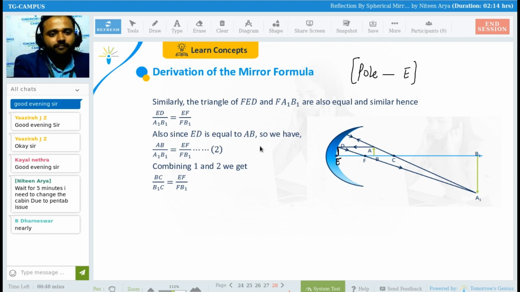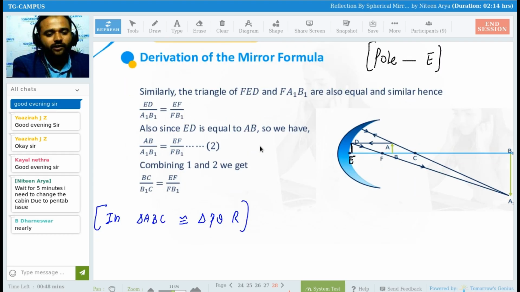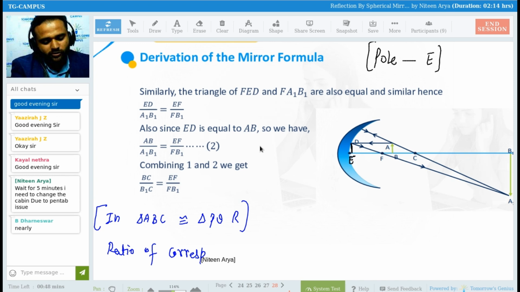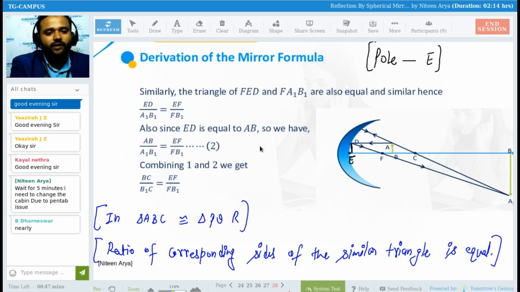In class 10th, we did this property: if triangle ABC is similar to triangle PQR, then according to the similarity, the ratio of corresponding sides of the similar triangles is equal. Is this clear? So using this particular rule, we are going to find this.